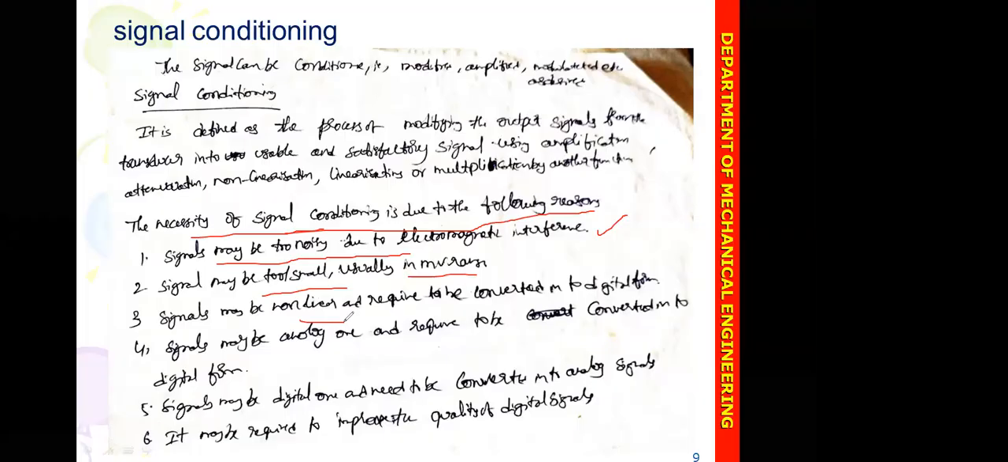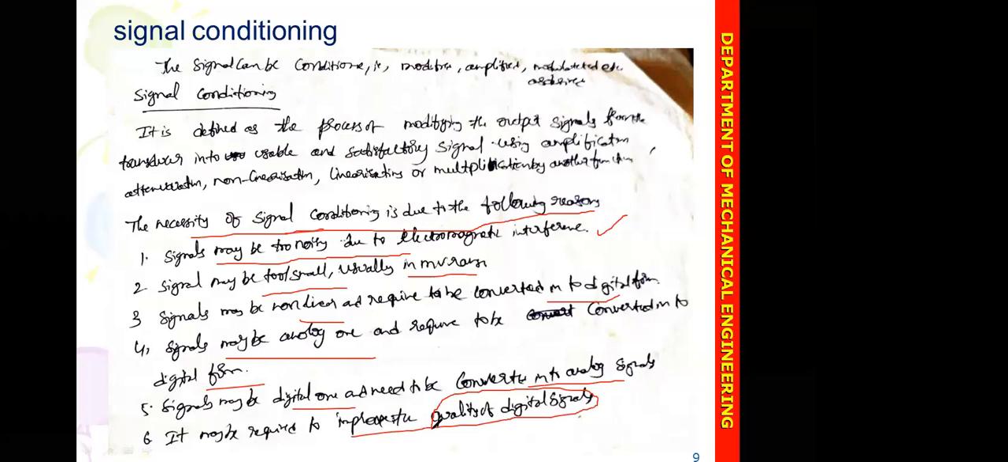I understand. If the signal is non-linear, it is converted into a linear form. If the signal is analog, we have to convert it into a digital form. If the signal is digital, we have to convert it into analog form. See here, digital, and we have to convert into analog. And it improves the quality of the signal.